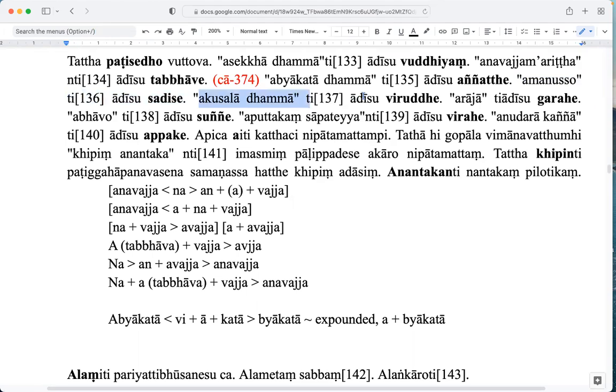And the akusala dhamma and so on, virodhi. In the dukamatika, there are kusala dhamma and akusala dhamma. Commonly we know kusala means wholesome and akusala means unwholesome, which is a negation sense. But from the Pali grammatical point of view, akusala means opposite to kusala. So here the a is in the sense of viruddha, opposite to kusala.